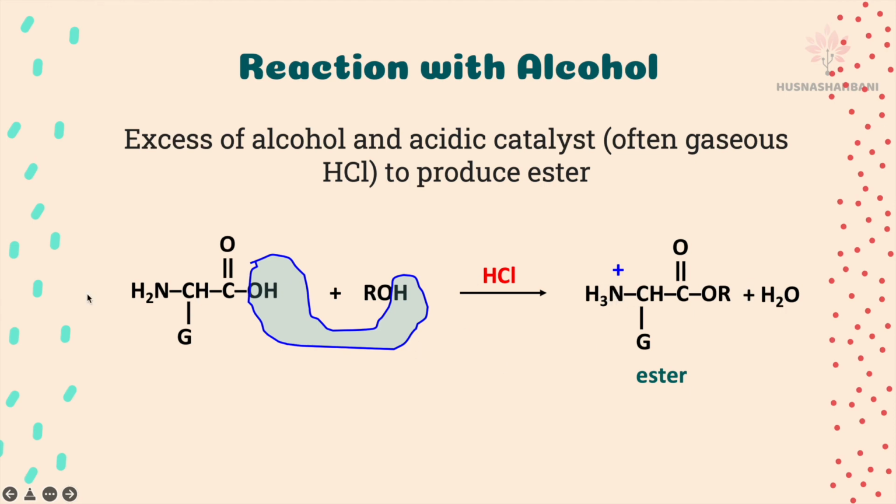And this amino group will not remain as NH2 because it is in an acidic medium. When the NH2, which is the basic part, is put in acidic medium, it will receive the H+. So that's why it's NH3+ at the amino part. This is the ester with NH3+ and water as the side product.